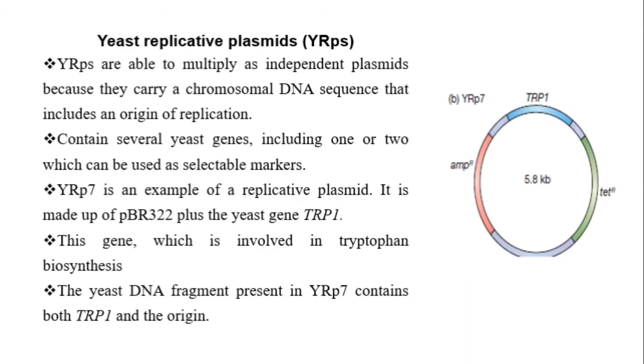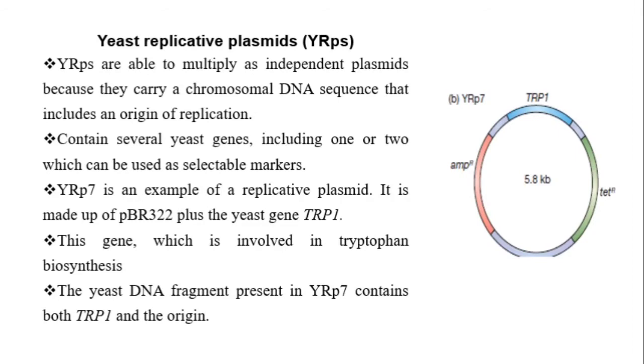YRP7 is an example of a yeast replicative plasmid vector, and it is made up of pBR322 plasmid sequence plus the yeast gene TRP1. TRP1 is a marker, and this gene is involved in tryptophan biosynthesis.